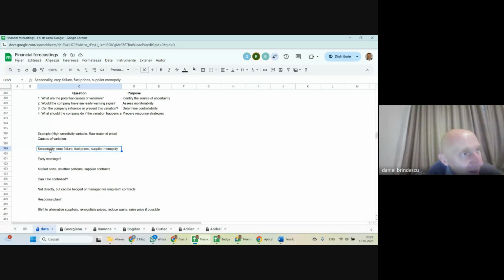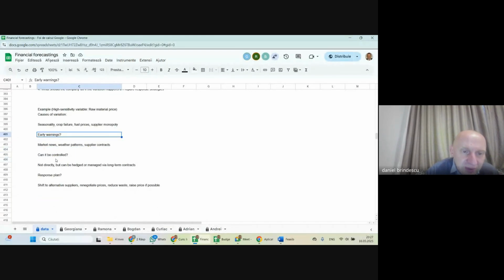The costs for the suppliers going up as energy prices, fuel prices, right? That would probably make the prices of the raw materials go up as the production costs go up. Possible warnings beforehand. Market news, the subject could be debated that we have a bad year in agriculture, or that the prices are going up because of increases in the fuel costs and so on.